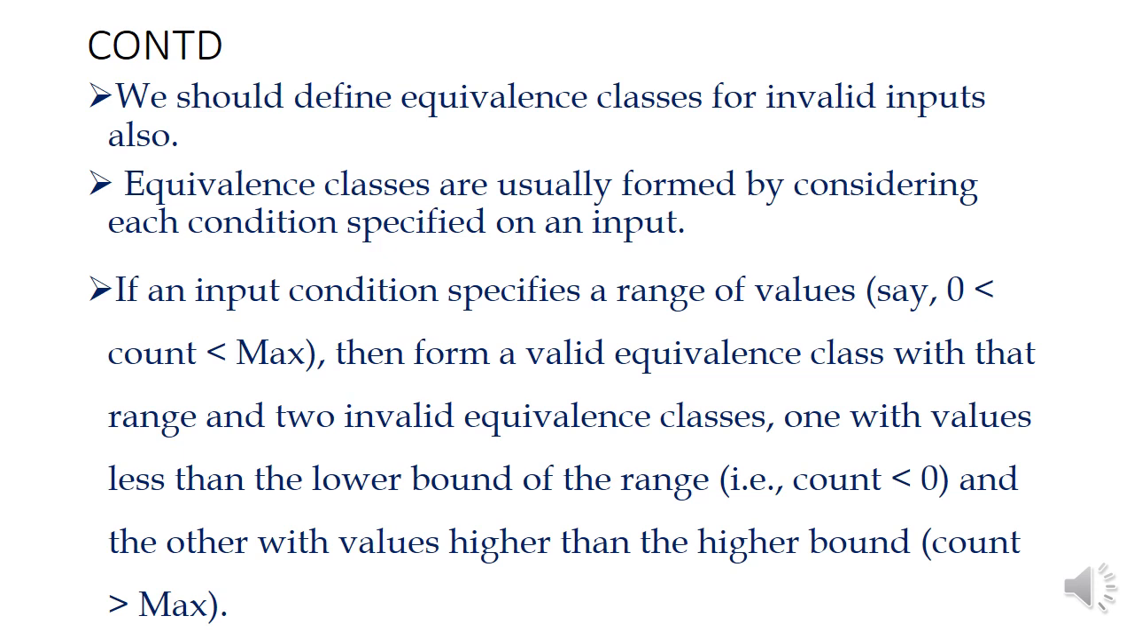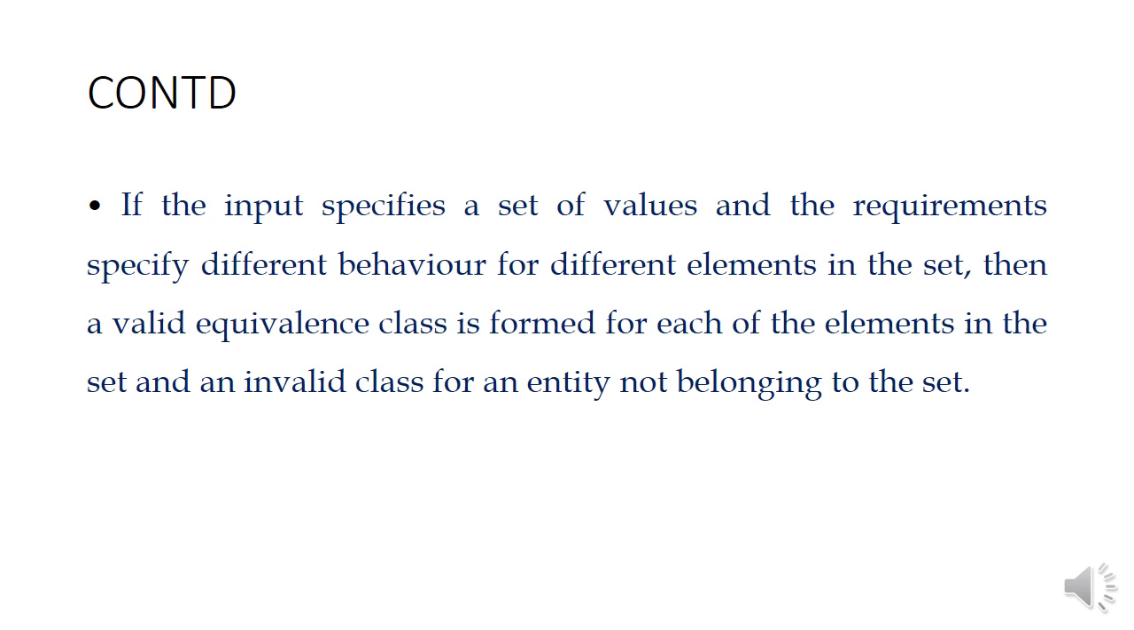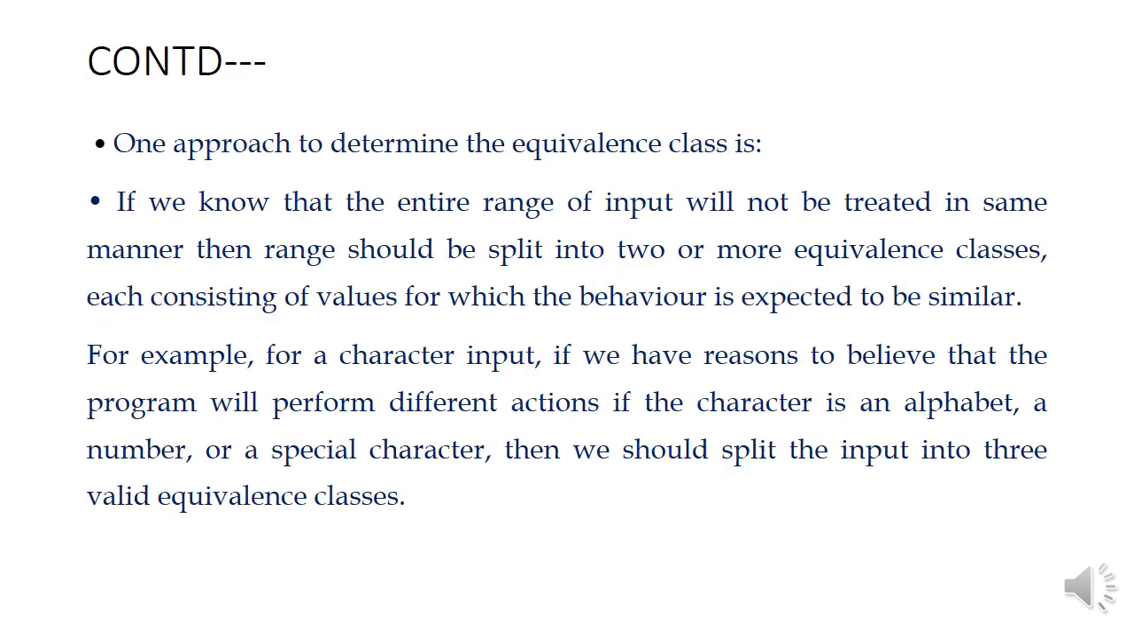Equivalence classes are usually formed by considering each condition specified on an input. If an input condition specifies a range of values, so the count lies between 0 and maximum, then there is one valid equivalence class within the range, and two invalid equivalence classes: one with the value less than the lower bound of the range, count is less than 0, and the other, count is greater than max. If the input specifies a set of values and the requirements specify different behavior for different elements in the set, then a valid equivalence class is formed for each of the elements in the set and an invalid class for an entity not belonging to the set.